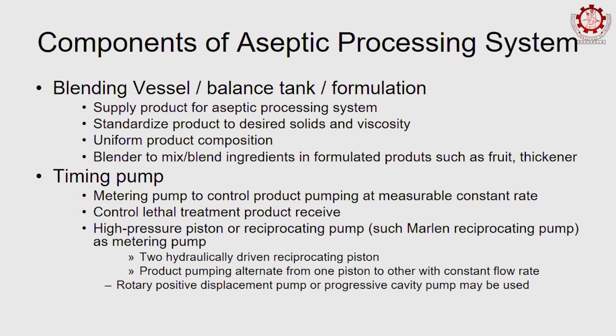The first is a blending vessel. So, you may have soup. You want to hydrate all the starches or whatever material, and then you are able to blend them and bring them to the same uniform temperature. And then you are going to have a timing pump which controls the product pumping at a constant rate.